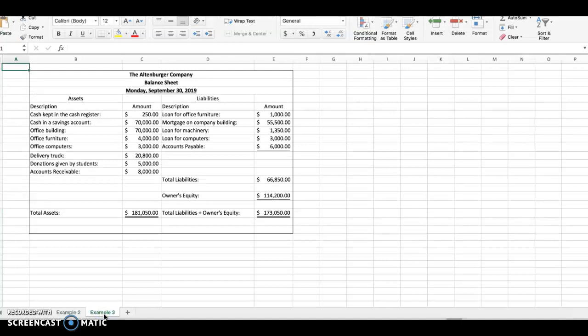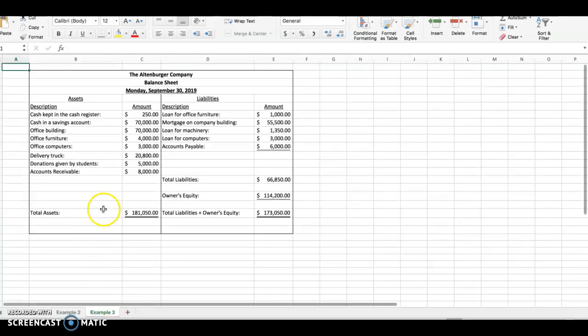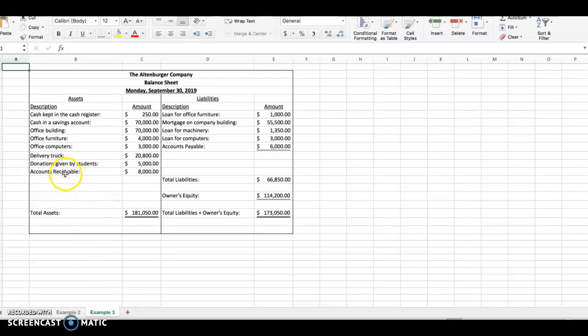Again, the same company, the same balance sheet, the same date, and I've kept accounts receivable here of the $8,000, but I've added on the right side something new. Now we have something called accounts payable, and you might be able to figure that out pretty quickly. Accounts payable means something that we owe. It is a liability, so it's listed with the liabilities. It's something that we owe. So sometimes we charge something, and then we have to pay it, obviously. So we owe $6,000.